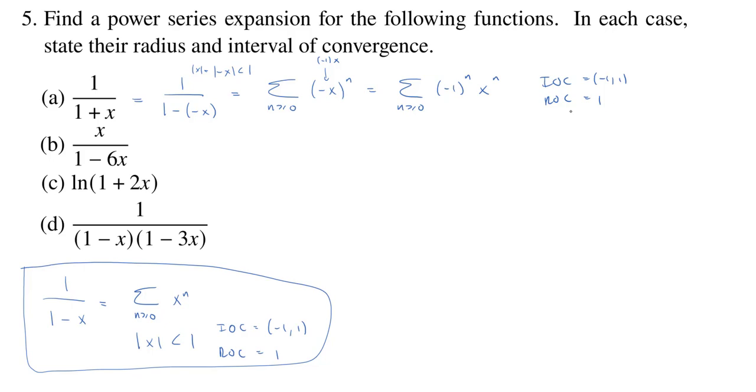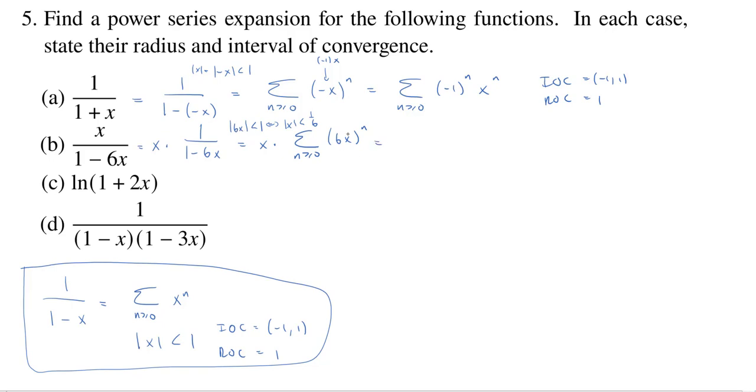Okay, let's try B. Now B is a little more complicated. The first thing is to take this x and move it to the side, so we can focus on this 1 over 1 minus 6x, which again we can use the geometric series for. We just replace x by 6x. So this is going to equal x times the series starting at 0 of 6x to the nth power. And of course, we need here that the absolute value of 6x is less than 1. We can immediately rewrite that as saying the absolute value of x is less than 1/6, since we just divided by 6. That's going to help us when we get our interval and radius of convergence.